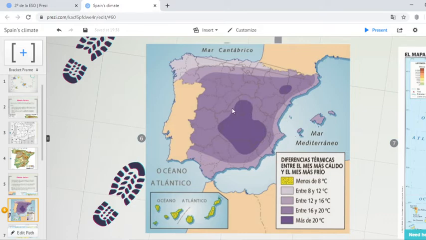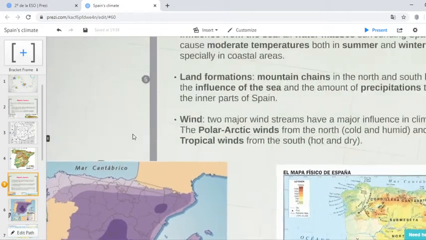Observe this huge stain here in Madrid and Castilla-La Mancha. The temperature variation is pretty high, over 20 degrees. But the effect of the Atlantic Ocean and the Mediterranean Sea is noted on the coastal areas. So you can see between 12 and 16 degrees on the south and southeast, and between 8 and 12 degrees Celsius on the north. Obviously, the Canary Islands are pretty special, and they will be analyzed individually.